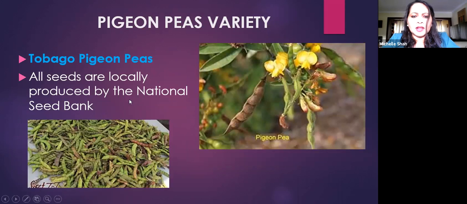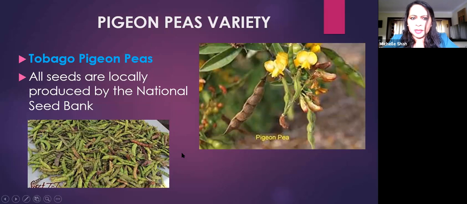Let us talk about pigeon peas. The variety grown in Trinidad is the Tobago pigeon pea, and it is shown in the picture here with a mature pod, which is brown in color. The flowers are yellow and sometimes red, yellow and red in color. Seeds that are locally produced are produced in the National Seed Bank, and you can get the actual seeds to plant from there if you don't have any seeds available.